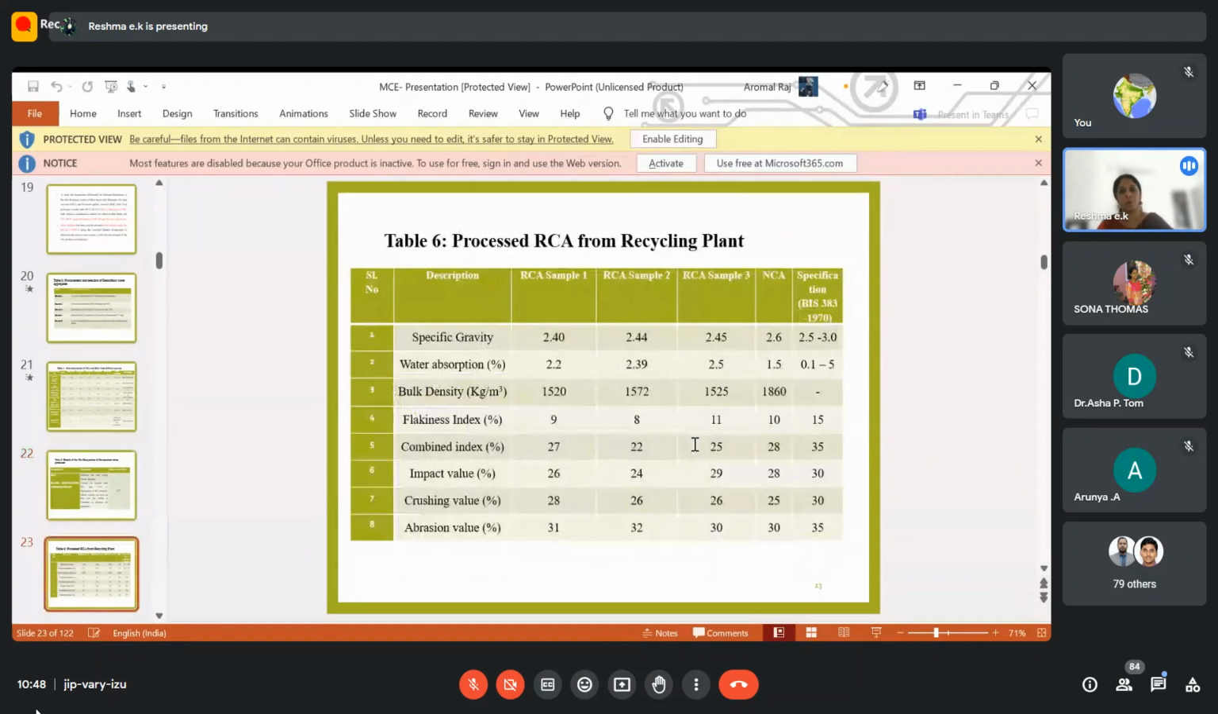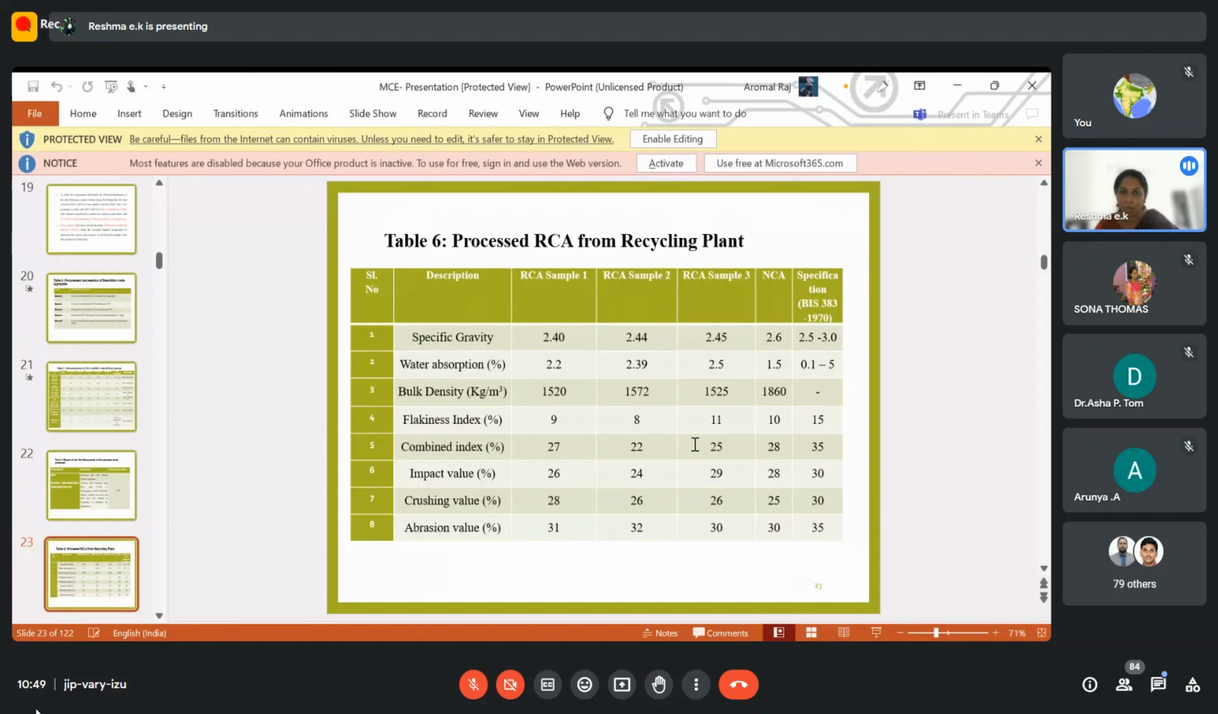Again, this table is for processed RCA. You can see for the processed RCA, the water absorption value is too less. It is 2.2. There it was 8.5%. Here it is reduced to 2.2, 2.3, 2.5.